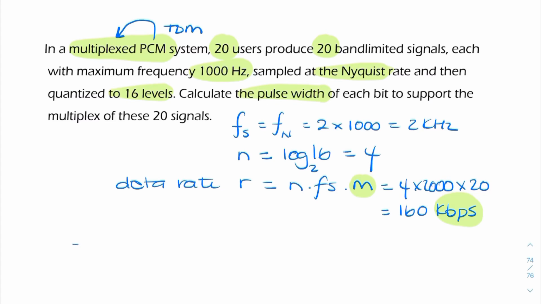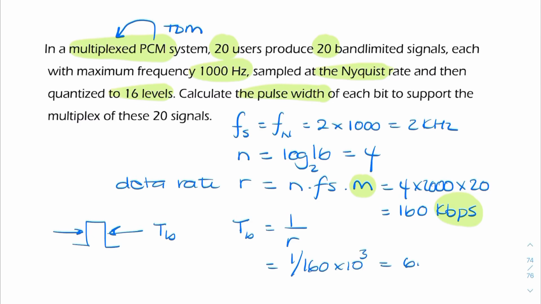And they're asking for the pulse width. So that's how many seconds per bit. What they're looking for, TB, the pulse width, is 1 over R. So it's 1 over 160 kilobits per second, which is 6.25 microseconds. So that will be your final answer.